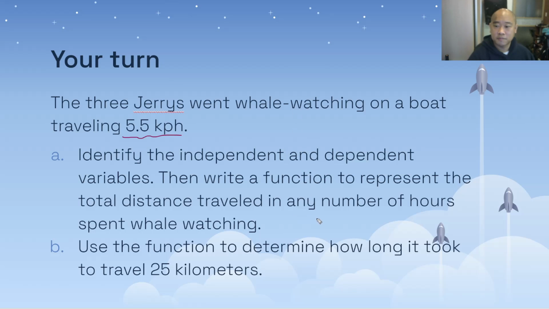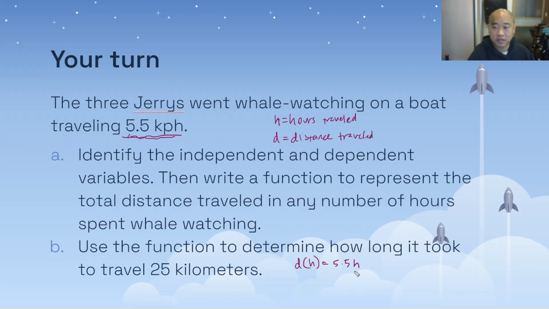All right. So what do we not know? We don't know the speed of the boat, right? No, we do. We know the speed of the boat. We don't know how long they traveled for. So let's use h for hours traveled, and then we'll use d for distance traveled. Okay, so d of h equals 5.5h.